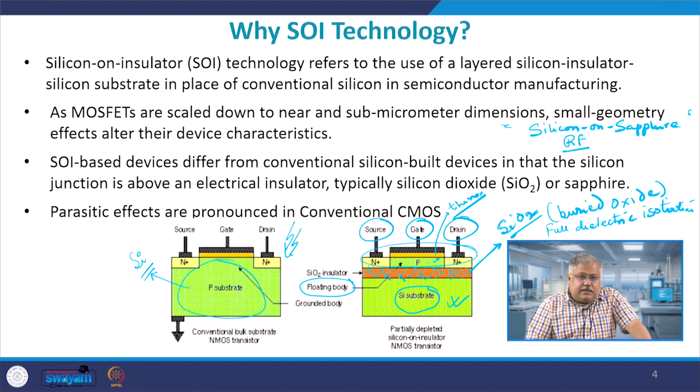Now, as the MOSFETs are scaled down to near submicron or even nanometer scale nowadays, obviously, as you can understand, small geometry effects will be taking over. The third point, if you see the bullet points: SOI based devices differ from conventional silicon built devices in that the silicon junction is above the electrical insulation, typically silicon dioxide or sapphire, as I discussed with you, below the active layer of the device, and the parasitics are much smaller in the case of SOI technology.